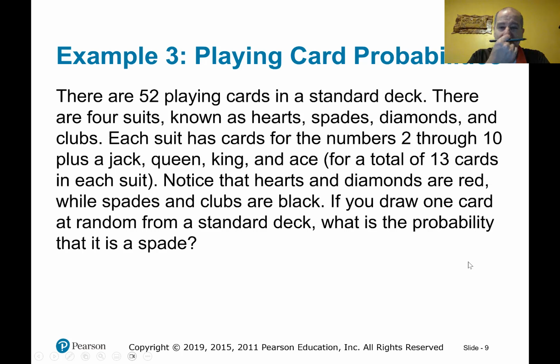All right, let's look at playing cards. There are 52 playing cards in the standard deck. There are 4 suits known as hearts, spades, diamonds, and clubs. Each suit has cards that have the numbers 2 through 10, plus the jack, queen, king, and ace. So for a total of 13 cards for each suit. So if we take 13 for each suit, 13 times 4 gives us 52.